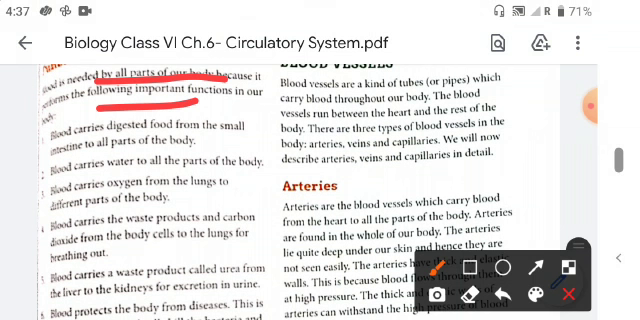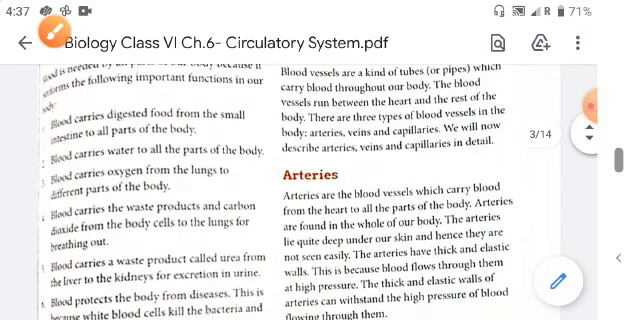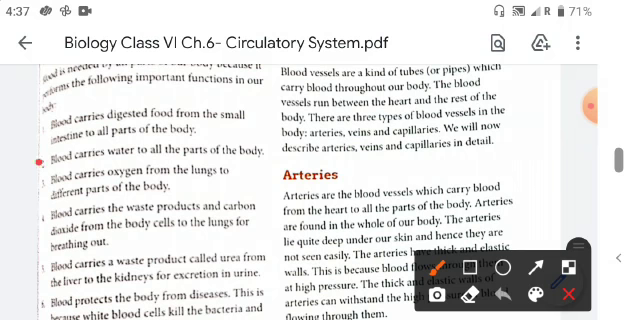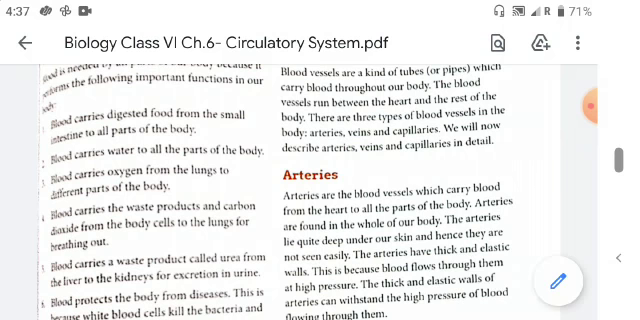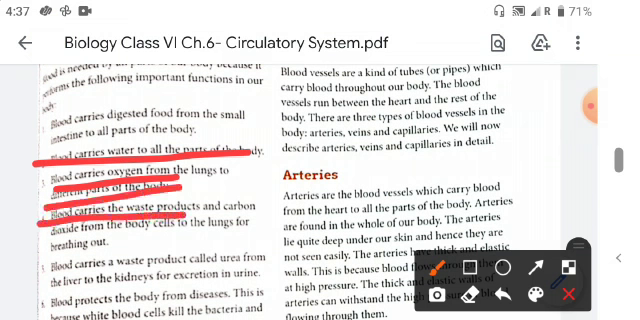Blood carries the digested food from the small intestine to all parts of the body, and blood carries water to all parts of the body. These are the functions of blood. Okay, and this blood carries oxygen from the lungs to different parts of the body. This blood carries the waste products and carbon dioxide from the body cells to the lungs for breathing out.